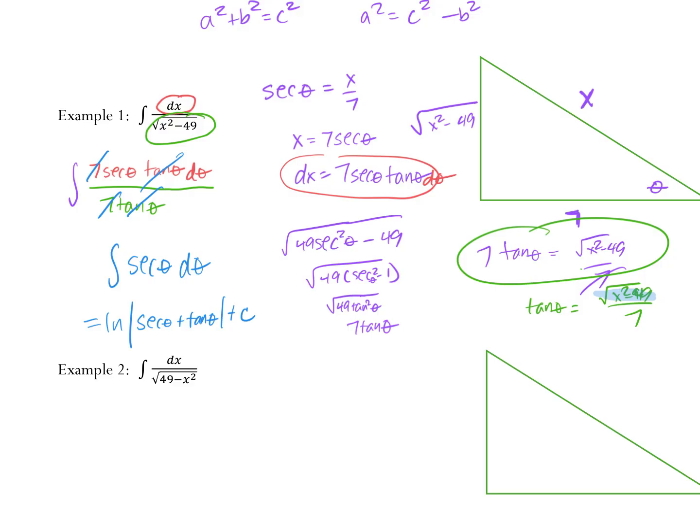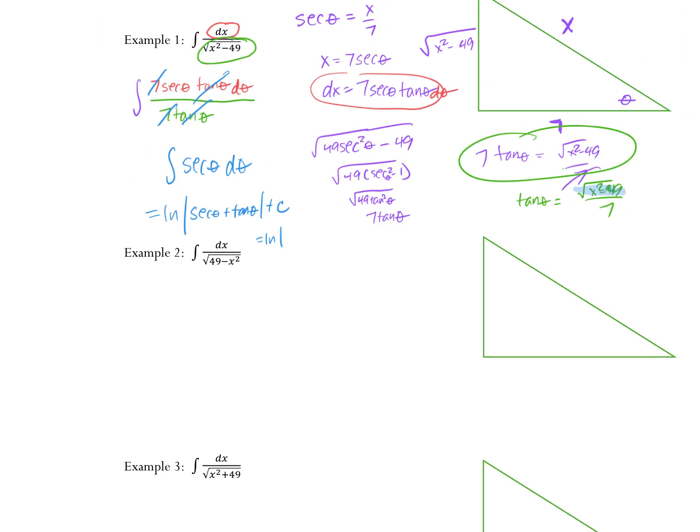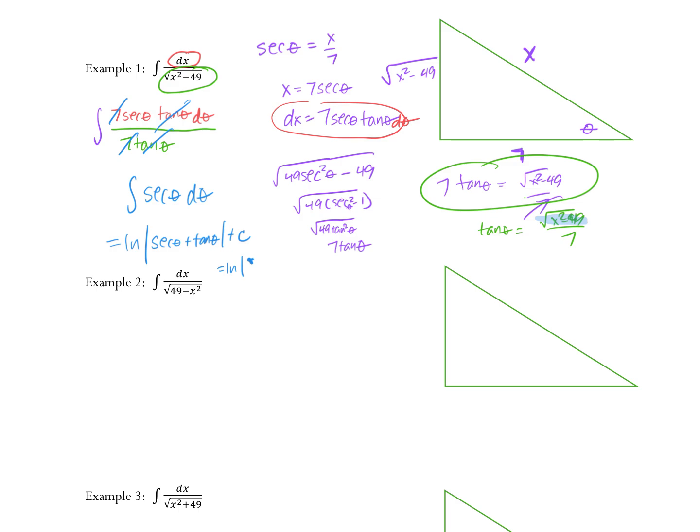I remember part of it. How are we feeling? There's only one other thing we've got to do. I forgot the x's to plug back in. We've got to plug back in. Well, what do I know about secant theta? x over 7. It is x over 7 plus tangent theta, which becomes the square root of x squared minus 49 over 7, plus c.